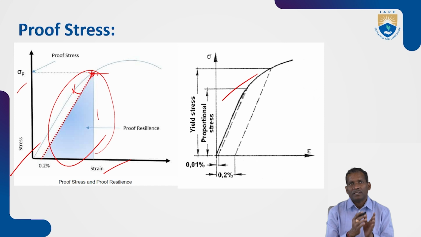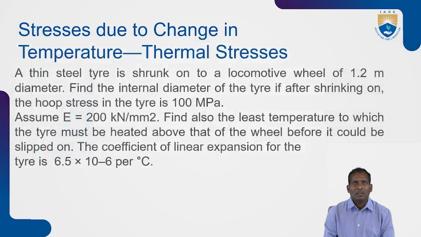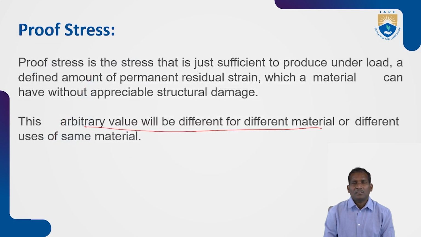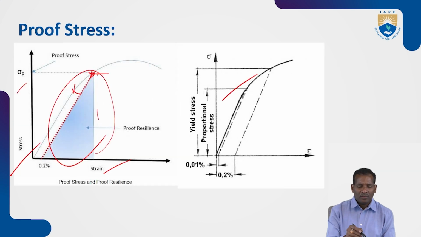Whatever strain energy is stored inside the body at yield stress. Proof stress at a particular point, that is at a yield point, is called as proof stress. Clear? So it is nothing but sufficient to produce under load. So whatever stress is shown in this diagram, yield stress and proof stress.